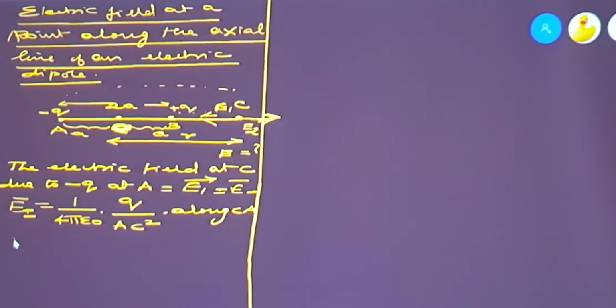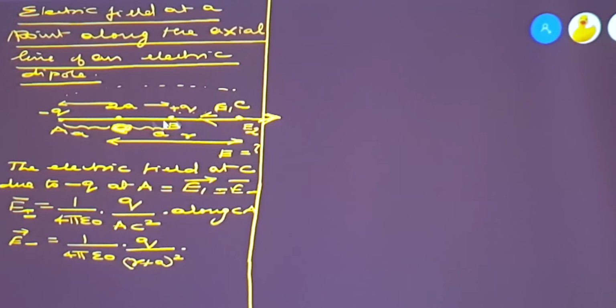Now let us simplify this. So E minus vector is equal to 1 divided by 4 pi epsilon 0 into Q divided by, what is this AC square? Look at the diagram. AC can be written as AB plus BC. AB is 2A and BC is considered to be what? Or I can take it like this: OC is considered to be R and OA is considered to be A. That is, AC can be written as OA or AO plus OC. AO is A and OC is R. So AC can be written as R plus A, the whole square.